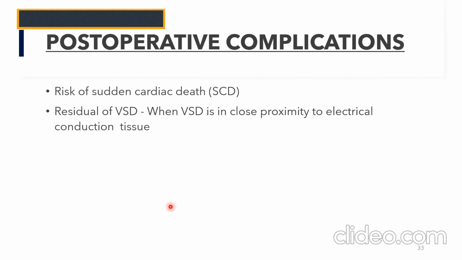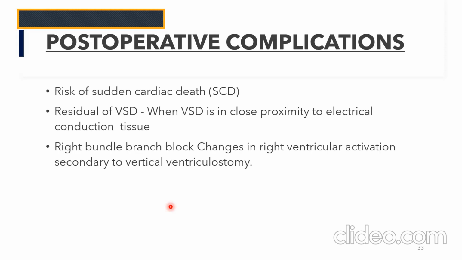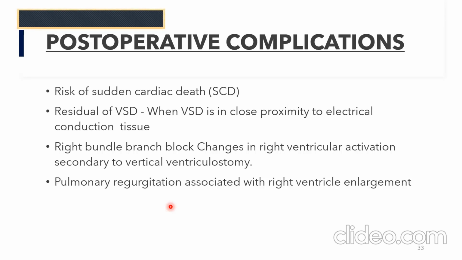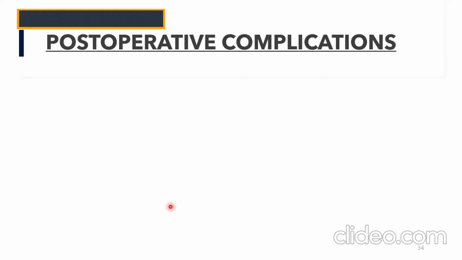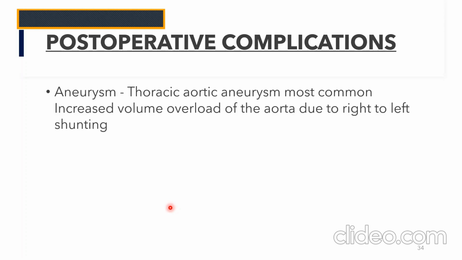Second is the residual ventricular septal defect, which is almost insignificant in surgeries, and this is due to suture disruption or patch dehiscence. Bundle branch block is due to disruption of the right ventricular conduction system during the right ventriculotomy. Pulmonary regurgitation is associated with right ventricle enlargement. Pulmonary regurgitation is an important determinant of late morbidity and mortality.